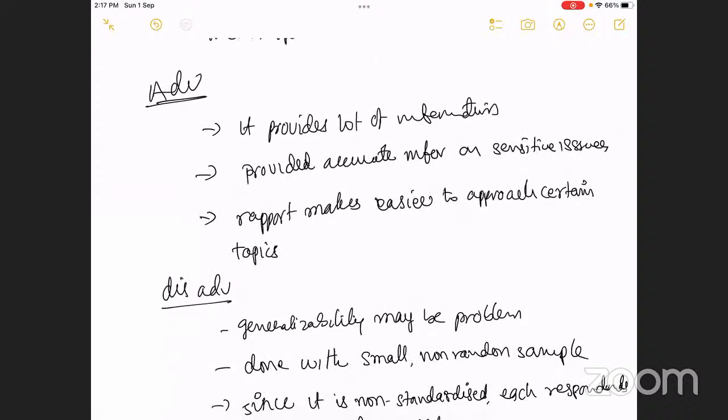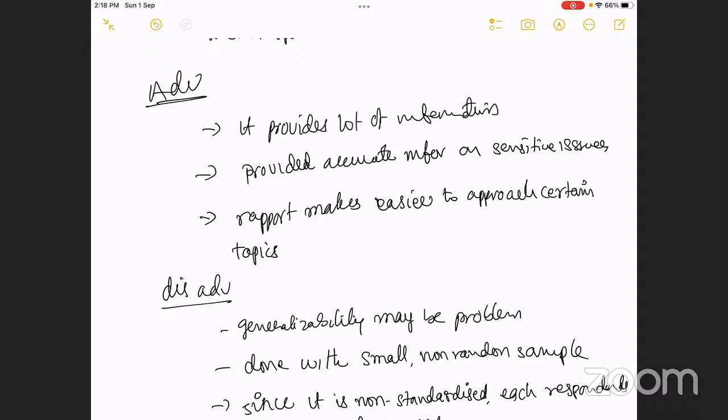What are the disadvantages of the in-depth interview? Generalizability, because you are getting one answer, which may not be applicable to the entire population. For example, out of 100 people, if 60% agreed, you can say that most of the people agreed. But in an in-depth interview, you are getting one person's answers, and you may not claim that most people agree, because generalizability is a problem. You are generalizing one person's interview to the entire population.